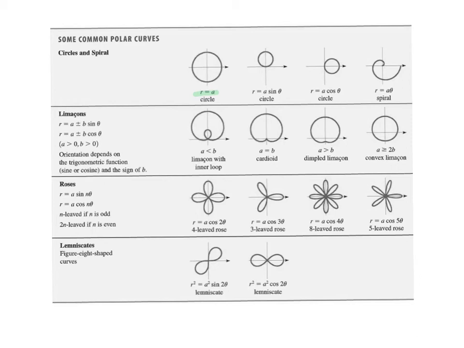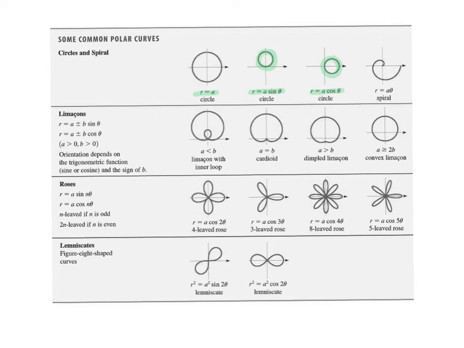We looked at the case where r was equal to a cosine theta. Ours was 3 cosine theta, and we ended up with this circle. Okay? If it's r equal to some number times sine of theta, you get a circle as well. It's just going to be on the y-axis because sine is a y. Cosine means you're on the x-axis because cosine is an x value.